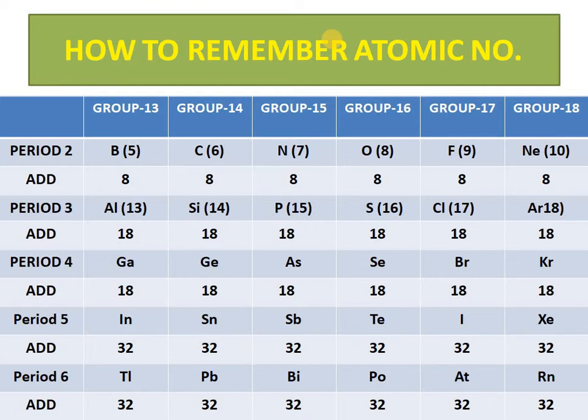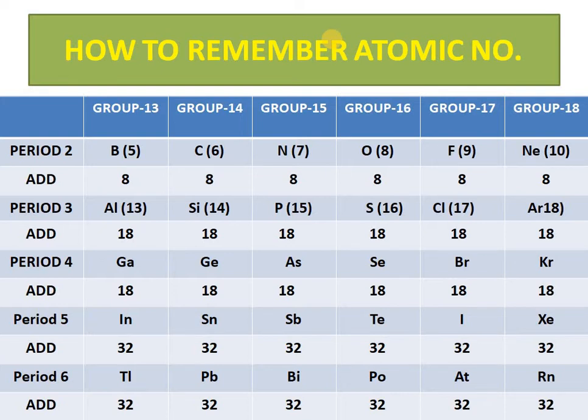So if you are aware of boron, carbon, nitrogen, oxygen, fluorine, neon, what you have to do is add 8 to the atomic number. 8 plus 5, 13. Similarly, carbon 6 plus 8, 14. 7 plus 8, 15. 8 plus 8, 16. 9 plus 8, 17. 10 plus 8, 18. This way we can find the atomic numbers of the 3rd period.